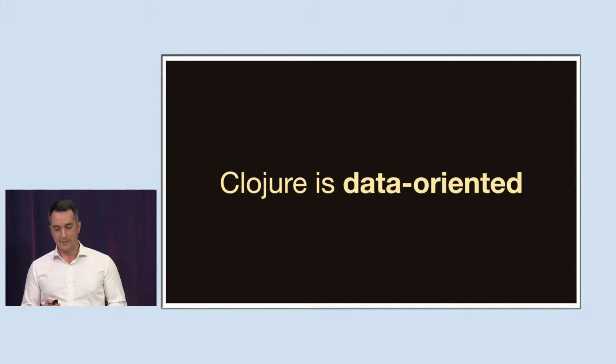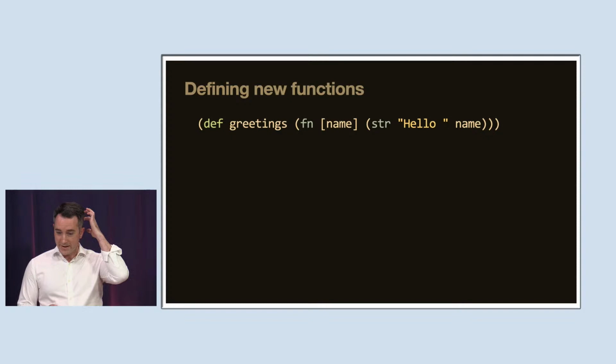What it means is Clojure puts data front and center when we're building our systems, when we're writing our code, when we're talking about it with our fellow developers, and it changes the way you think about building systems, and it enables us to build fundamentally simpler solutions. Okay, so that's the basics of Clojure's design philosophy.